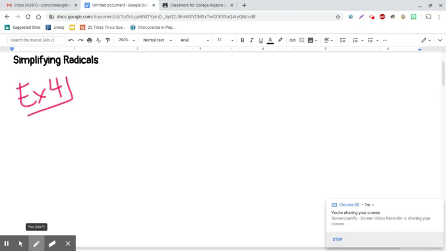Okay, example 4 is simplifying the square root of 90. So we're going to take 90 and we're going to divide it, and it's even. So I'm going to just go with 2. 90 divided by 2 gives us 45.